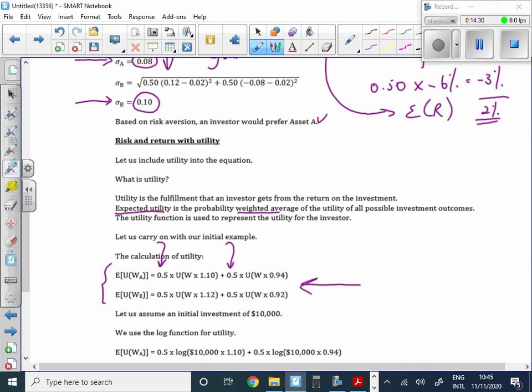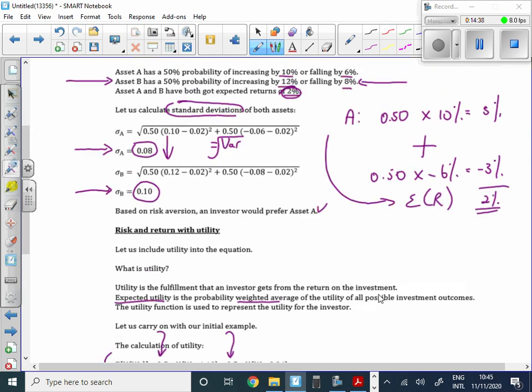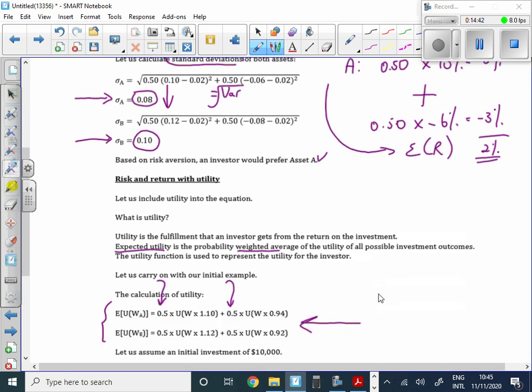How did I get to the 1.10? Well, the 1.10 is the 10% return. Let's go back over there, show you that. There's the probability of increasing by 10 or falling by 6. If it falls by 6, it goes down to 0.94. And there's the going up by 12 and the going down by 8. Where did the 0.5 come from? We're just weighting the different probability, a 50% chance of each one. Okay, and those are your equations.